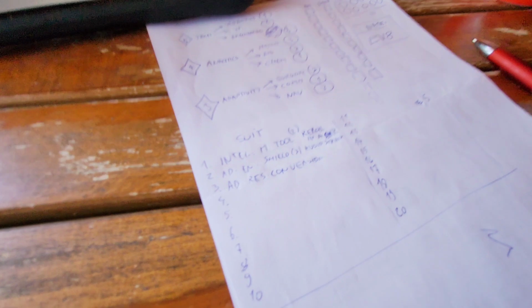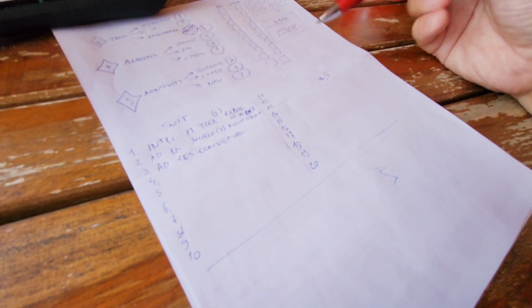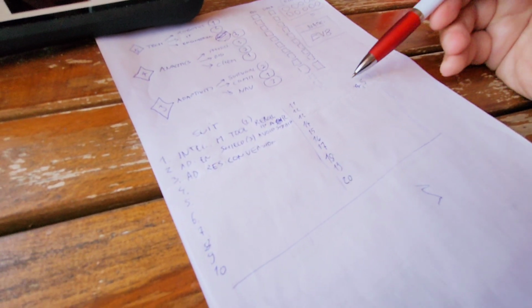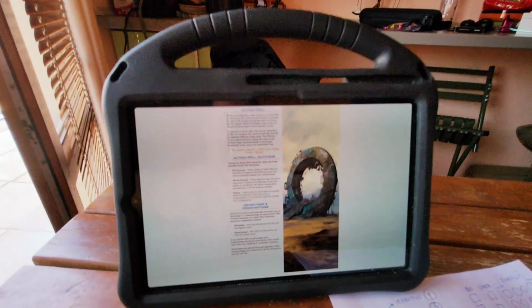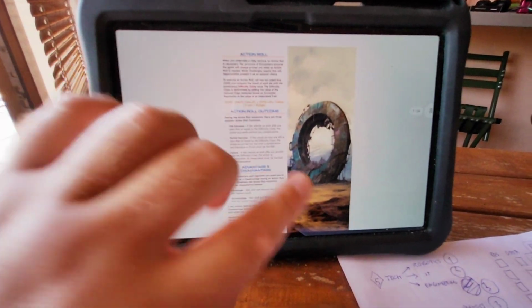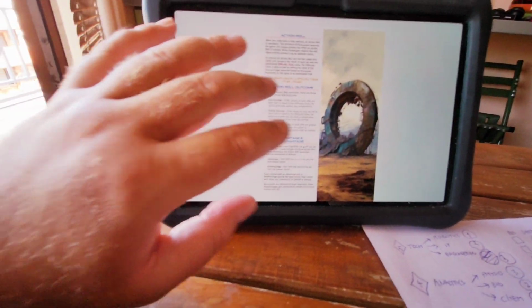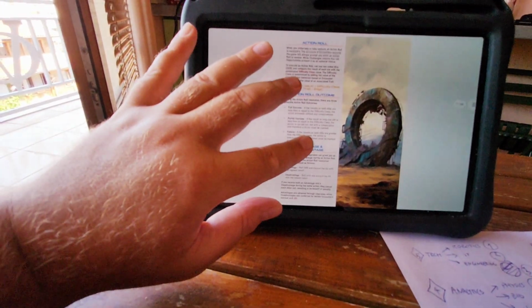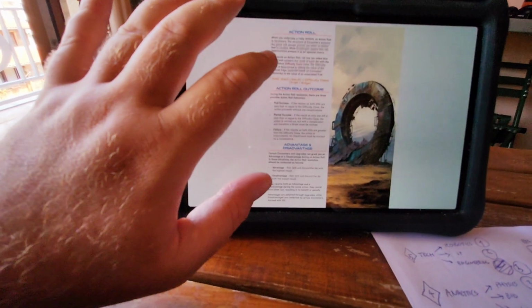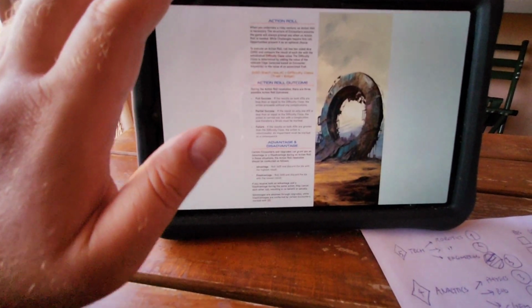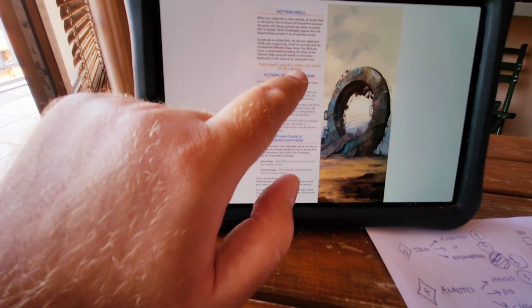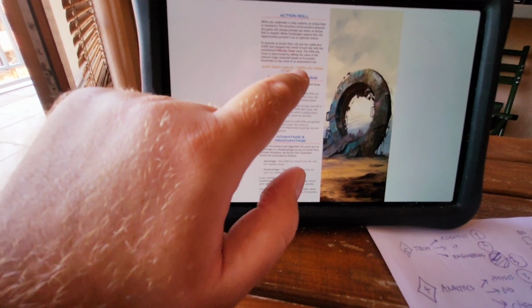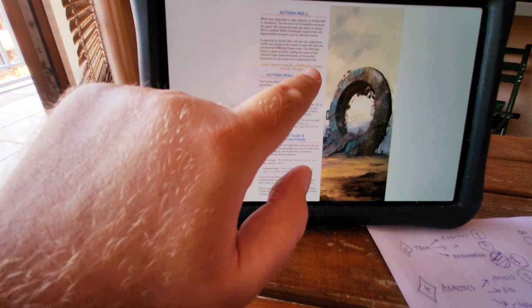Okay, so you can have 3 outcomes of a roll. Here in this section, with this picture of this weird artifact, is the action roll. Basically you have 2 ten-sided dice, as I said, and each result needs to be less than or equal to the difficulty class.